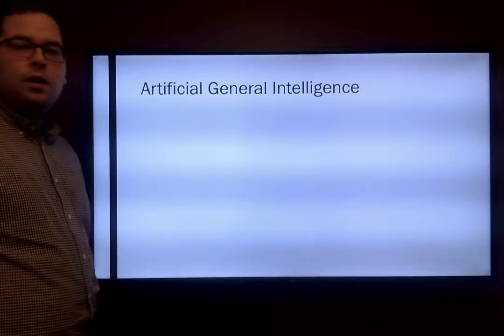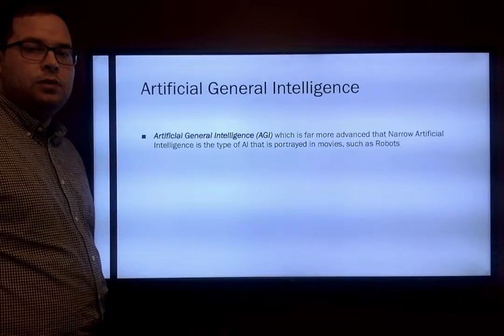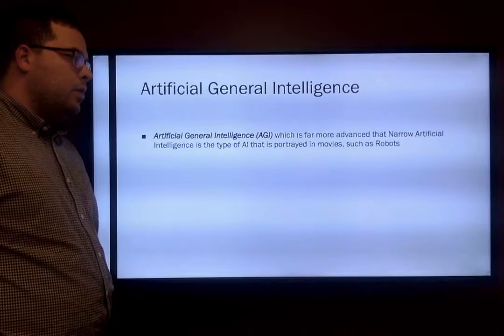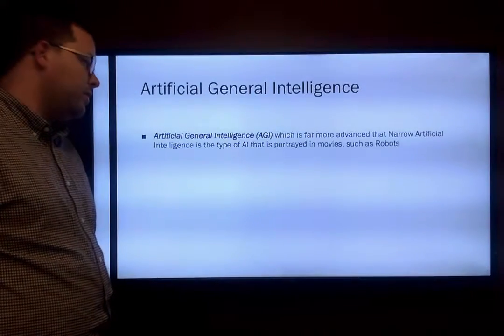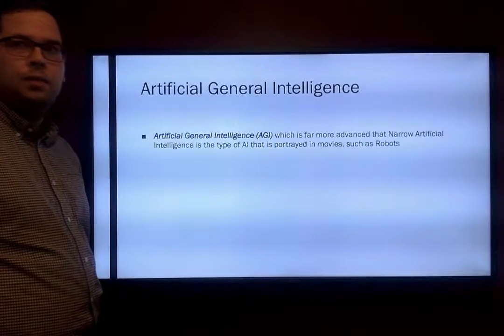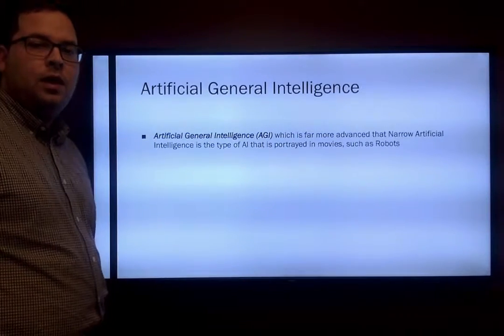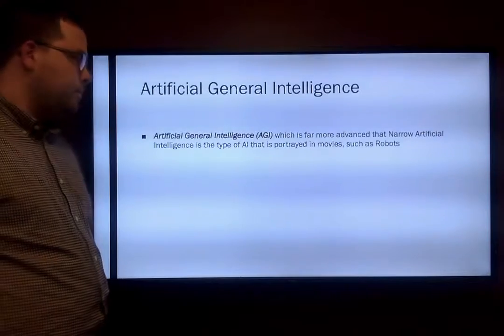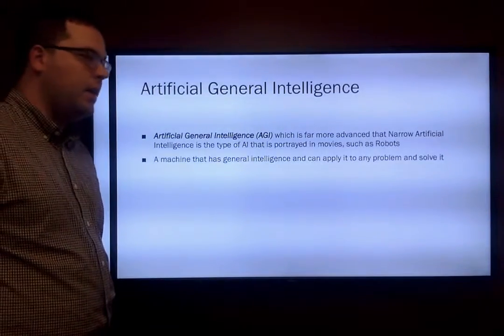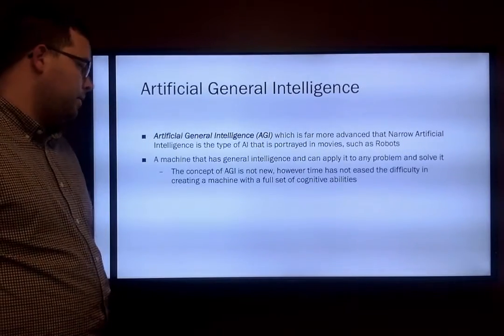The next is artificial general intelligence. So what is it? Artificial general intelligence, or AGI, which is far more advanced than narrow artificial intelligence, is the type of AI that is portrayed in movies. The most obvious example of that would be a robot, a machine that has general intelligence and can apply it to any problem and solve it.